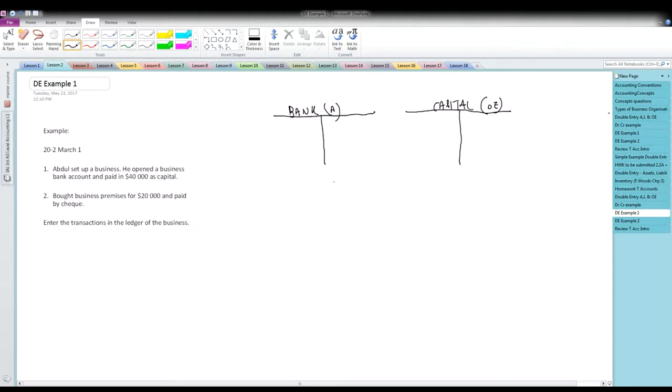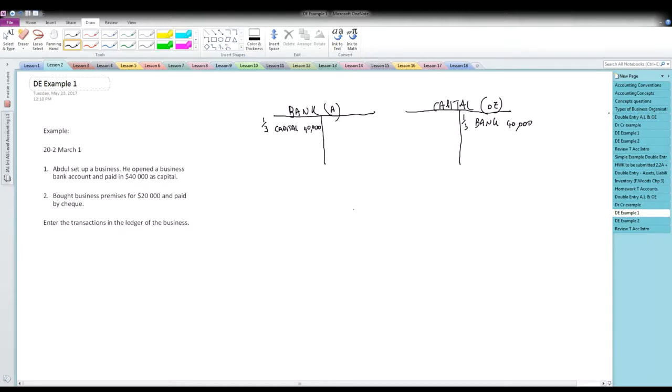So Abdul set up a business. He opened a business bank account. He paid $40,000 in as capital. So this happened on the 1st of March. When we do T accounts, we write the contra account name in. So this is our bank account, so the other account is going to be capital. So under bank, we write capital and we put in the amount, $40,000. In the capital account, we write the date, which is our credit. The contra account name is bank, and we put in the $40,000.